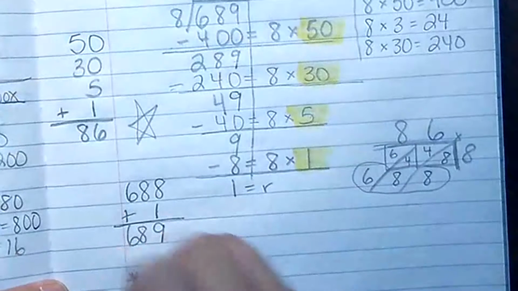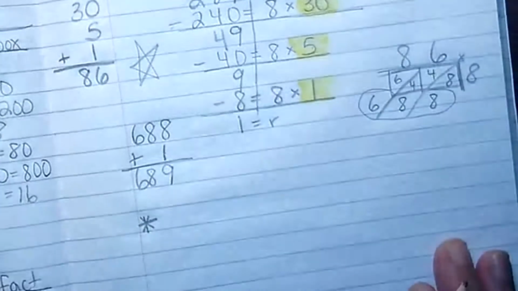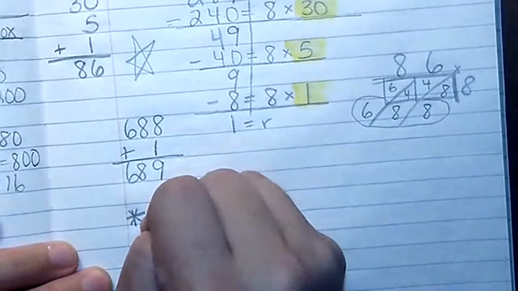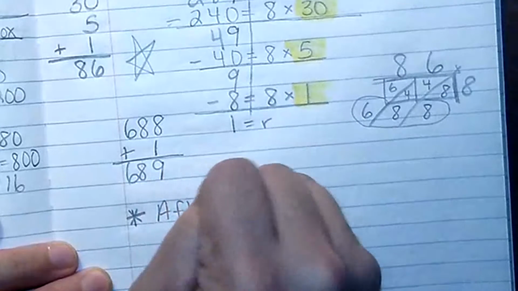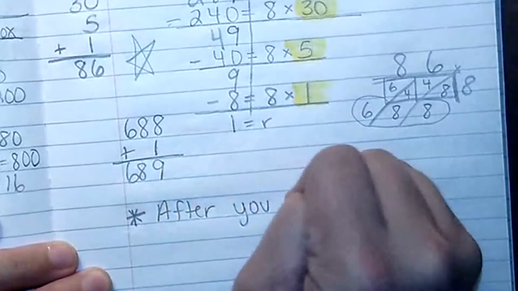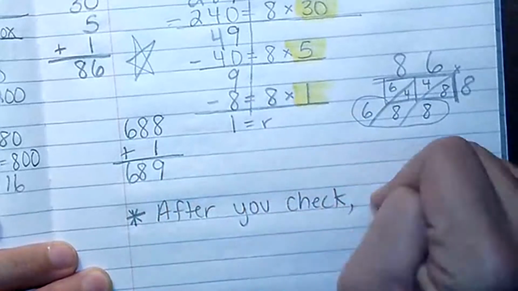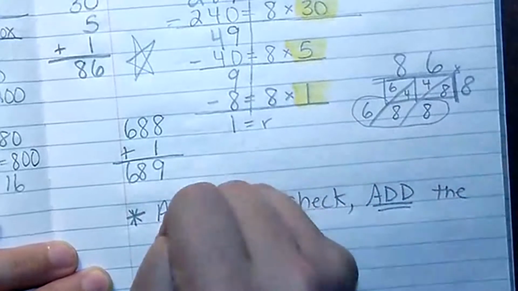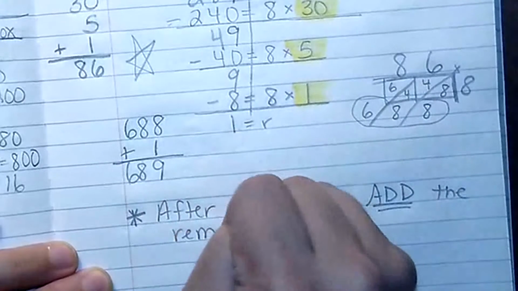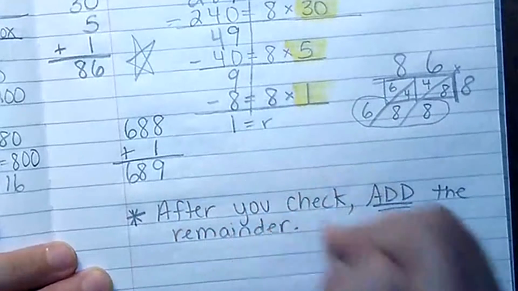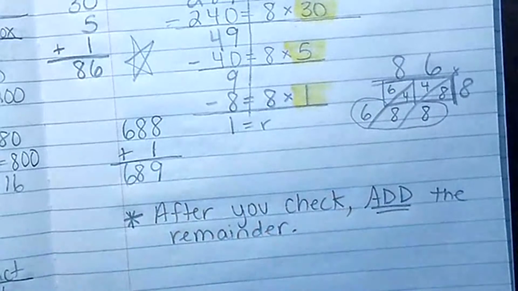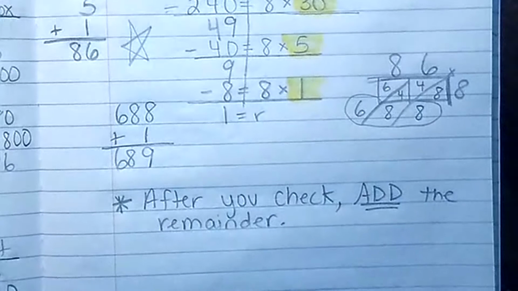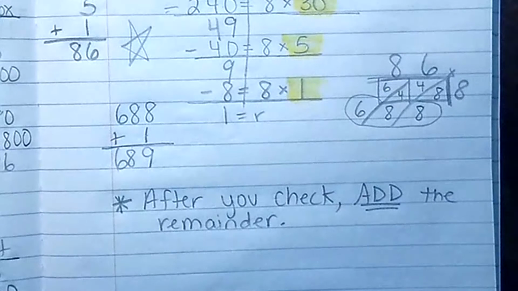So let's write one more reminder in our notebook for us. After you check, add the remainder. So it's really important to wait. Don't add your remainder before. You have to wait till after you check your work, then add your remainder.